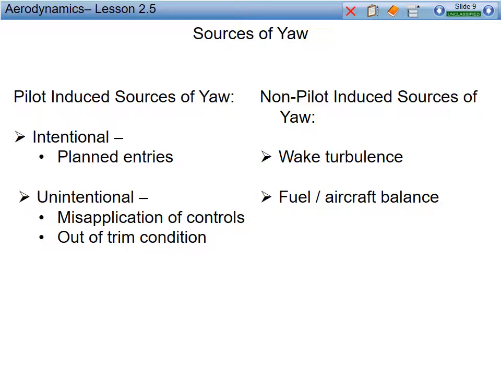So we want to try to practice that in as much of a controlled environment as we can. So with that, we get pilot-induced sources of yaw: intentional, planned entries, such as you're going to be doing up at Whiting or Corpus, basically primary. And then the other one is training for when those unintentional times come in. Misapplication of controls, out of trim condition flight, pushing the envelope, writing checks that your body can't cash, whatever the case might be. Non-pilot induced sources of yaw: wake turbulence, and fuel and aircraft balance issues.